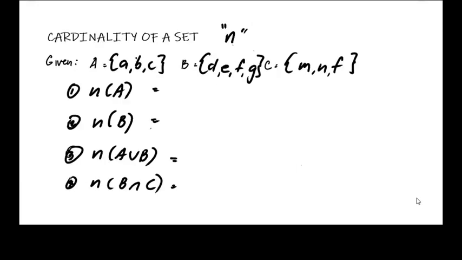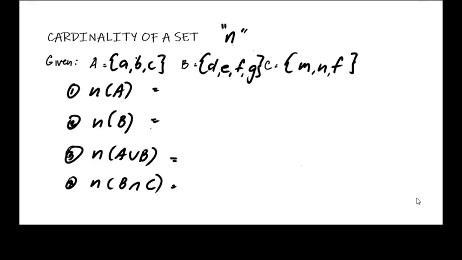That's it. Finally, nasa last part na tayo ng ating discussion today. So, yung last part is yung tinatawag na cardinality of a set. Pag sinabi natin cardinality, tinatanong lamang niya kung ilan yung laman ng isang set. Cardinality is being represented by the letter N. So, number 1, what is the cardinality of set A? So, ibig sabihin, ilan yung laman ng set A?